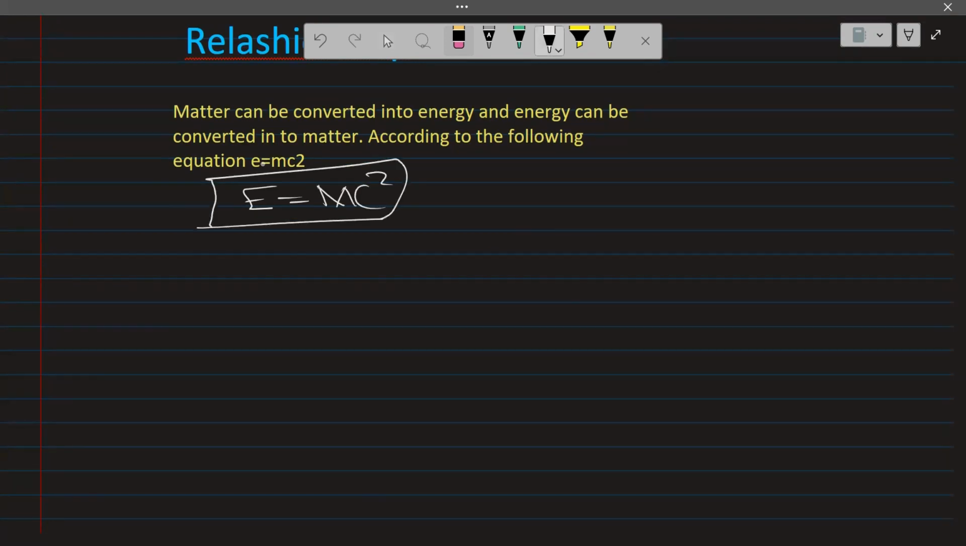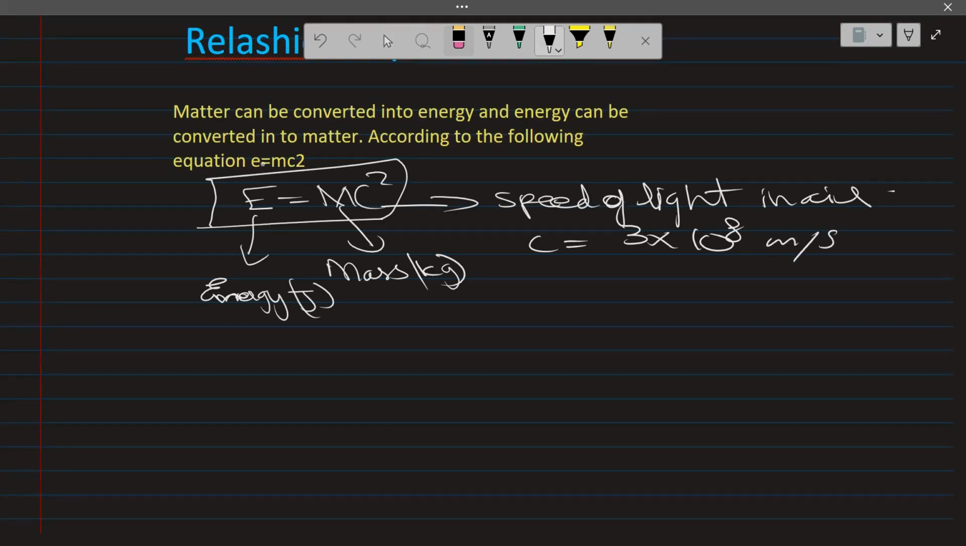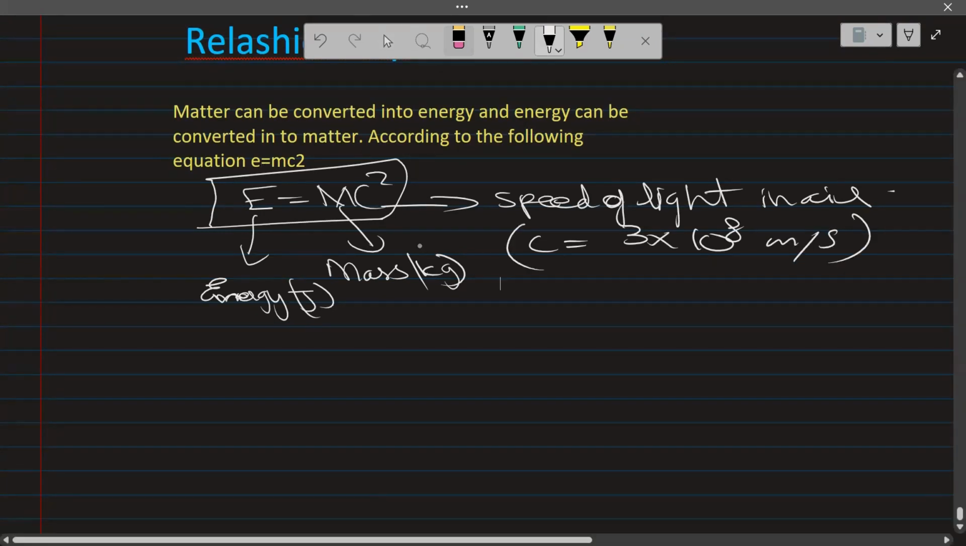In this equation, E stands for energy, and the energy unit is joules, the SI unit. M stands for mass in kg. And c stands for the speed of light in air, and its value is basically 3 × 10^8 meters per second.